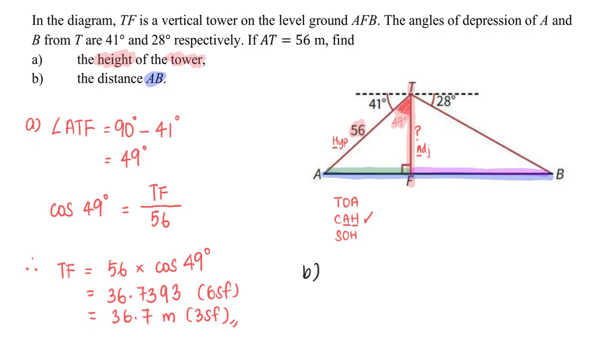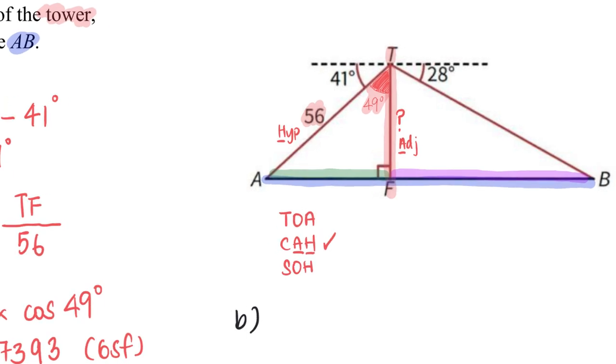So to get AF, I'm going to apply TOA-CAH-SOH again, in green color. So again, let's focus on the green color. I'm going to tap on 49 degrees. And my AF is my opposite side. And I'm going to use 56, which is again my hypotenuse. So with O and H, now I am going to apply my sine ratio.